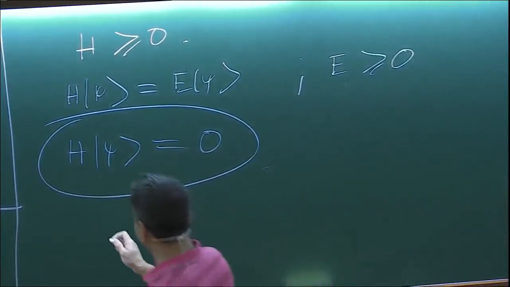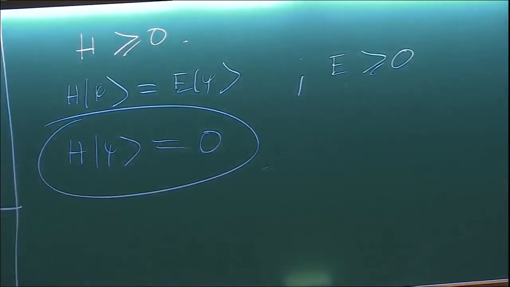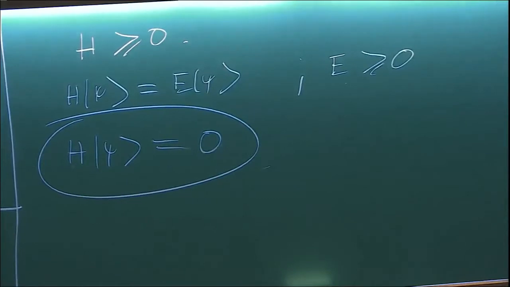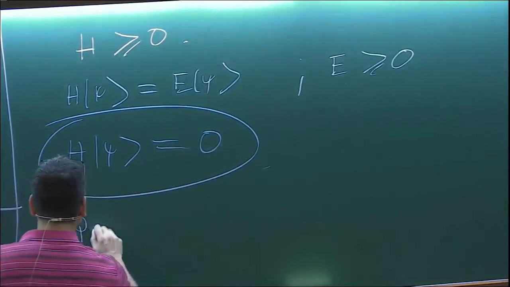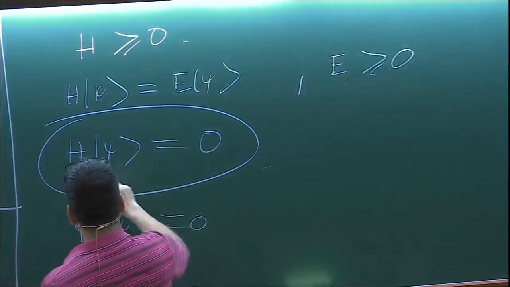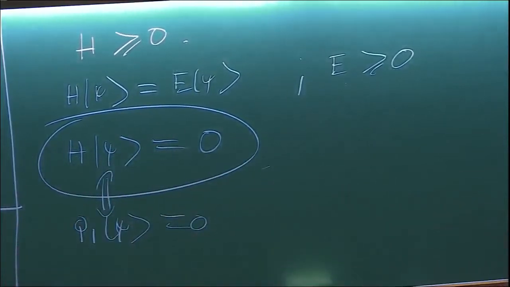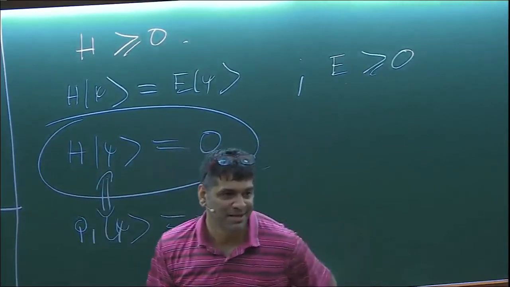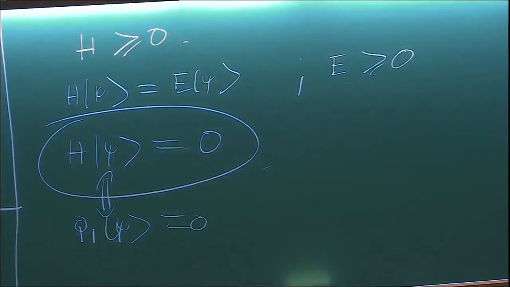However, if we look at this, remembering that H is Q1 squared, this is the same as Q1 on psi is equal to 0. These are equivalent statements. How do you know they're equivalent? Well, clearly, if Q1 on psi is 0, that implies H on psi equals 0, because then Q1 squared on psi is 0. On the other hand, suppose H on psi is equal to 0.